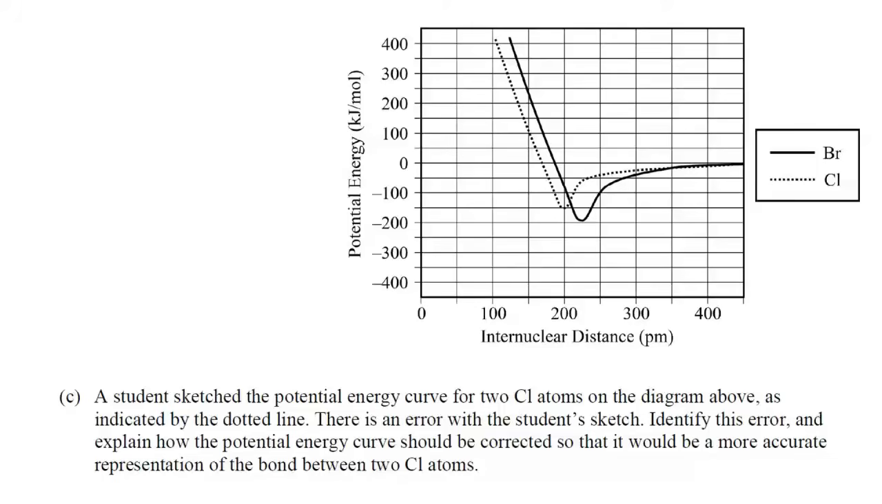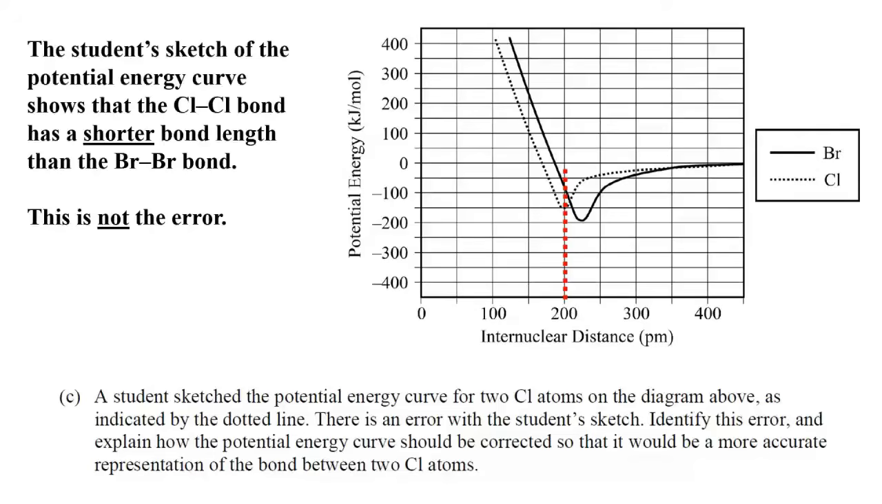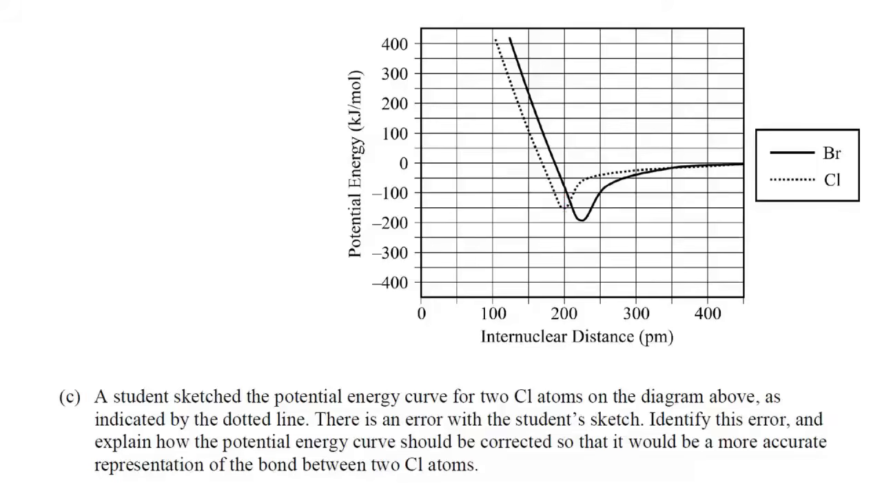So let's take a look along the x-axis. At the local minimum in potential energy for that dotted line, it's around 200 picometers. We have already predicted that the chlorine-chlorine bond should be shorter than the bromine-bromine bond. So the student's sketch of the potential energy curve does in fact show that the chlorine-chlorine bond has a shorter bond length. So this is not the error. Let's take a look along the y-axis. Now, where that minimum is located, it's around 150 kilojoules per mole.